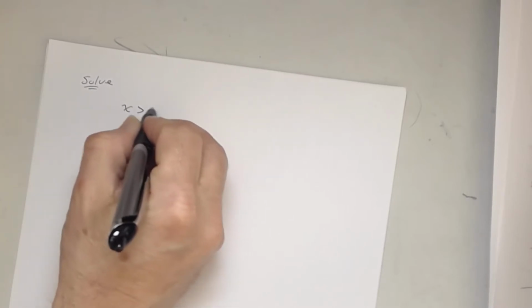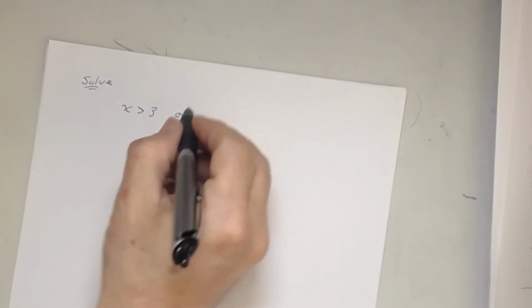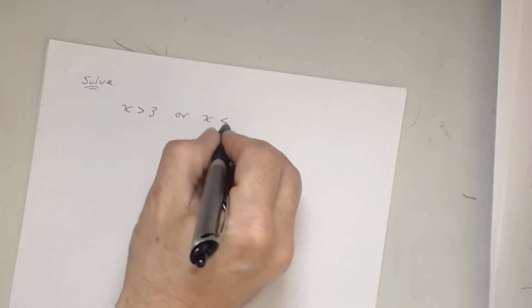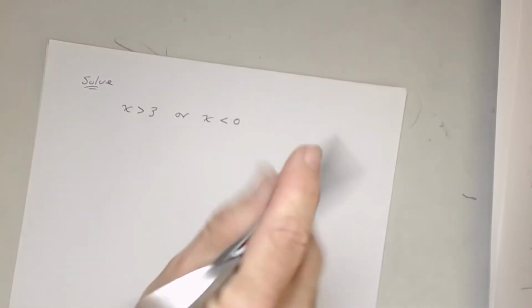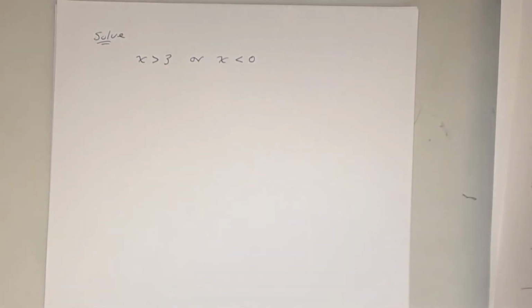So let's say we had x is greater than 3 or x is less than 0. X is greater than 3 or x is less than 0. This time, what kind of compound inequality is this? Is it an and or is it an or? It's an or. So let's talk about what that or implies.